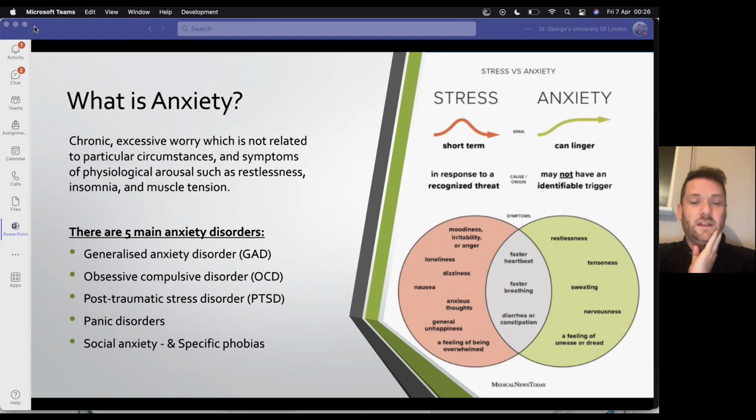So there you go. That's your big thing about anxiety and how it's different from stress and depression. We're looking for not an identifiable trigger. It's not in the short term. It often lingers and continues, and we're looking for those physiological symptoms accompanying it.